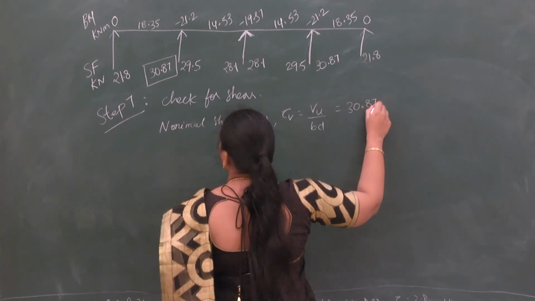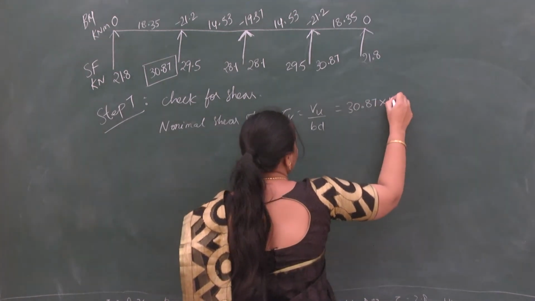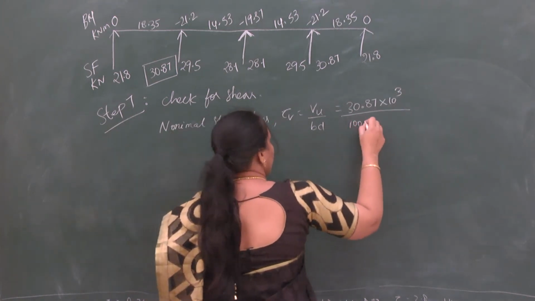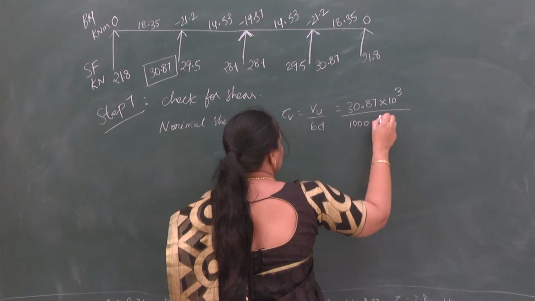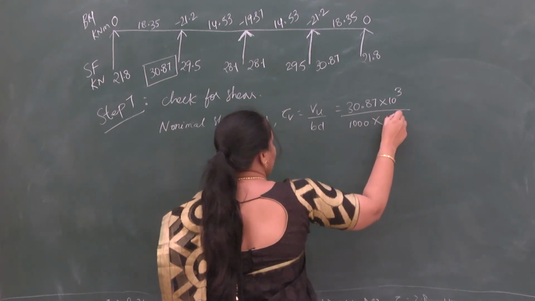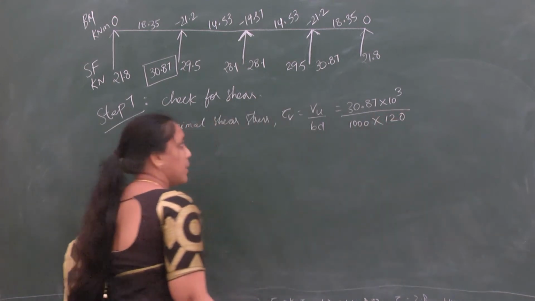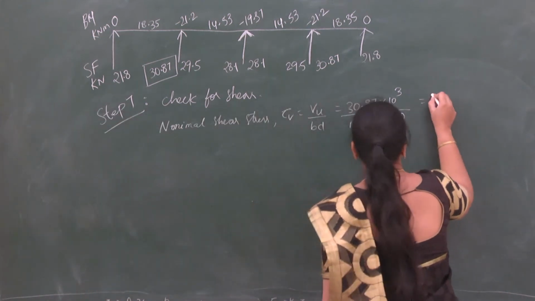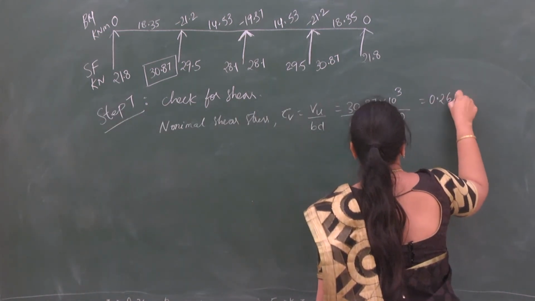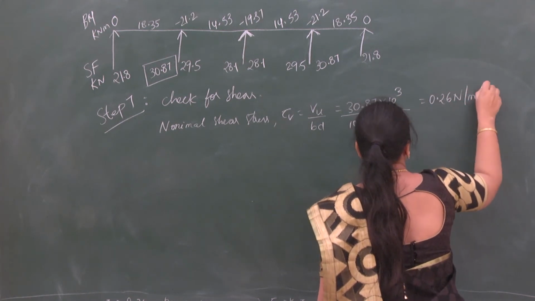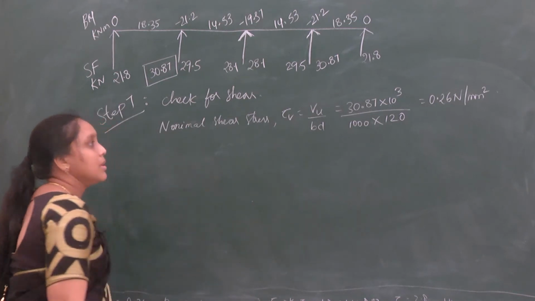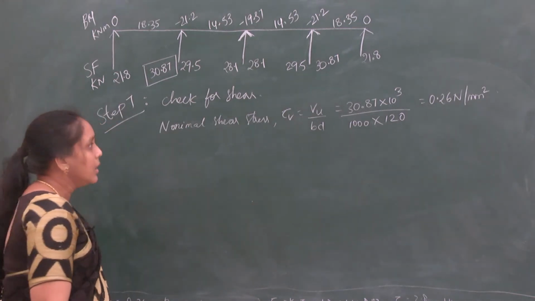So Vu is 30.87 kilonewtons. I am converting it into newtons, so 10 cube divided by b. b is for 1 meter width of the slab that I am considering, so b will be 1000, into d, the effective depth, which is 120 mm. If you solve this, you will get a value of 0.26 Newton per mm square. So the nominal shear stress tau B value is 0.26 Newton per mm square.